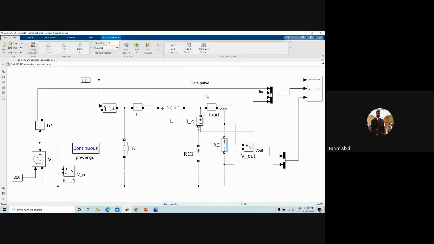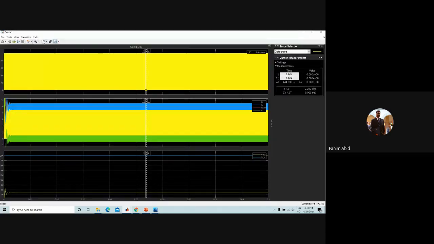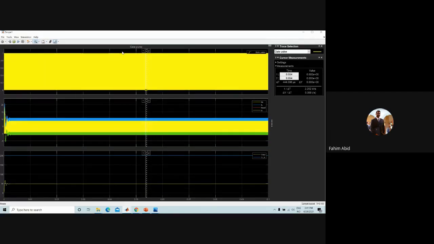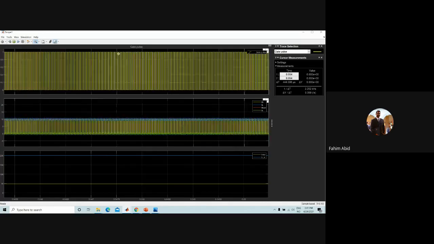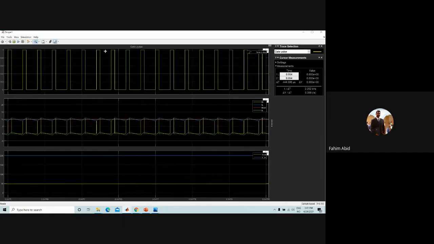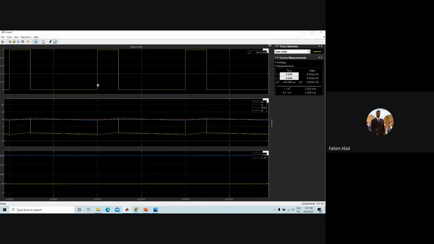simple model, then we can see the output in the scope. Let's see what's there. If we zoom in on the output results, the first one is the gate pulse. So for 24% of the time the gate is on, and for 76% of the time the gate signal is off. And if you look at the output voltage, let's do a simple measurement here.